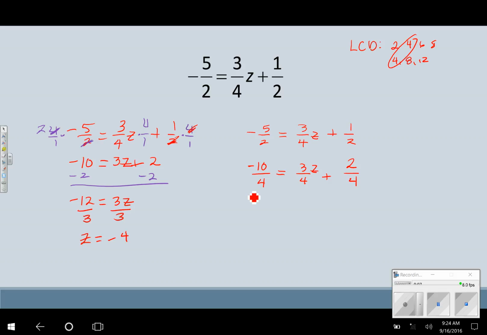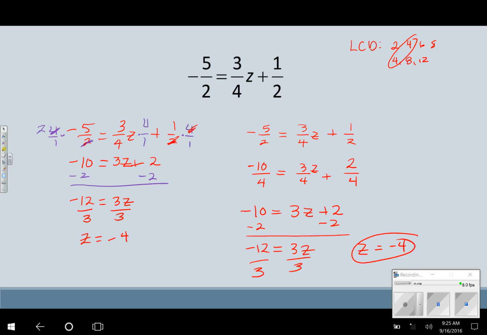So now that I have all the bottoms the same, I can just solve the top. And that's just like my other equation. I'm going to subtract 2, and I get -12 equals 3z. Divide by 3, z is going to equal -4. So that is my answer either way that I solve it.